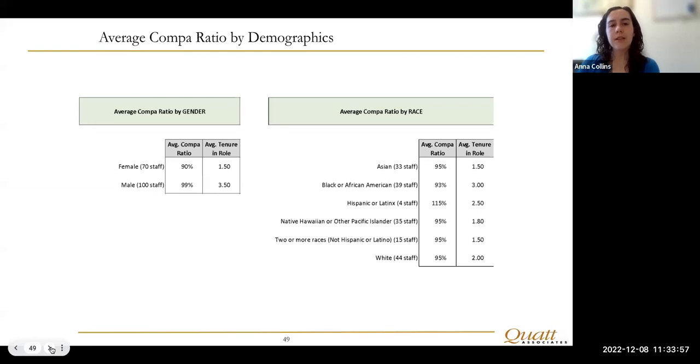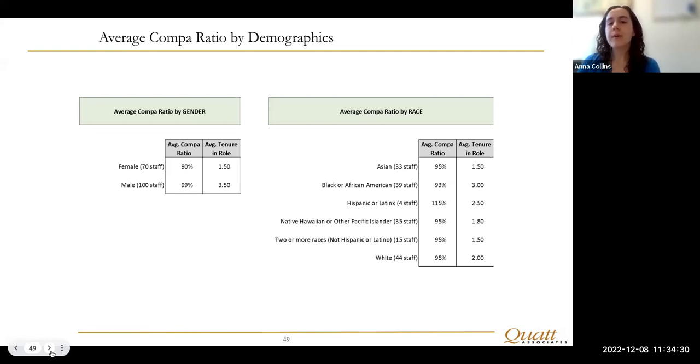So on the next page, I've got a fictionalized example based on some things that we've seen with other clients. And this is how the results of an analysis might come out. On the left-hand side, we've got an analysis by gender, and you'll notice that the organization has a higher comp ratio, so that 99% is pretty close to the market, for men. However, you'll notice that the average tenure in role is also a lot longer for this group. So when we take a look at a second factor, there might be a reason for this difference.